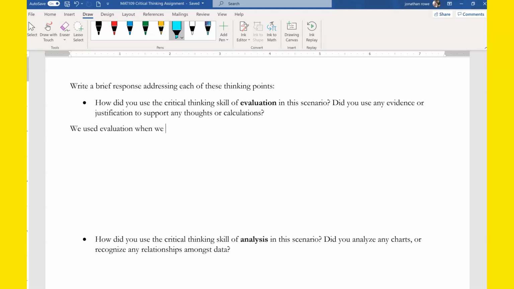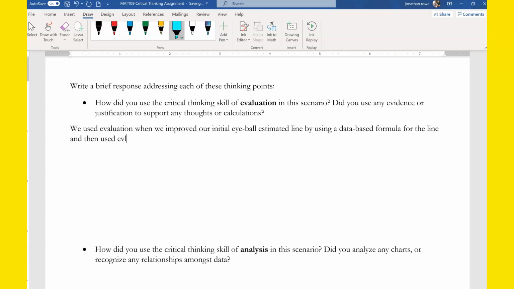We used evaluation when we improved our initial eyeball estimated line by using a data-based formula for the line, and then used evaluation again when we further improved our model by adding more data.